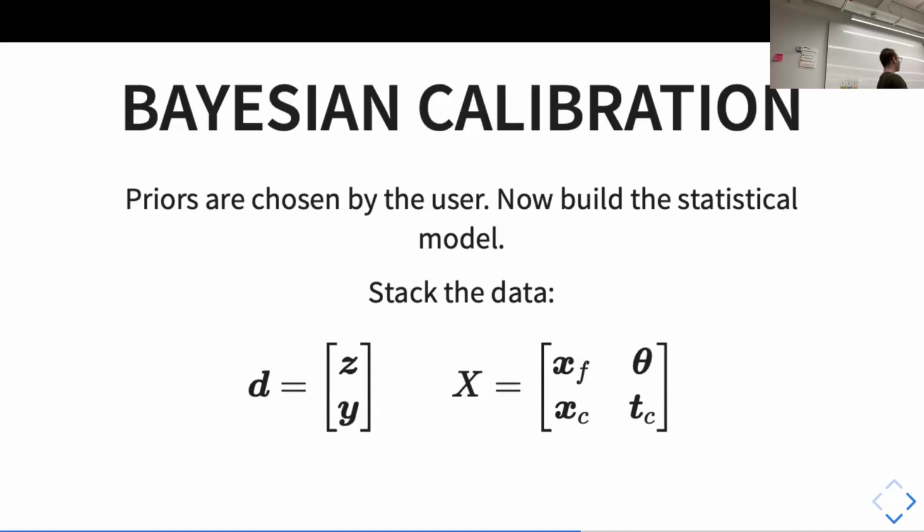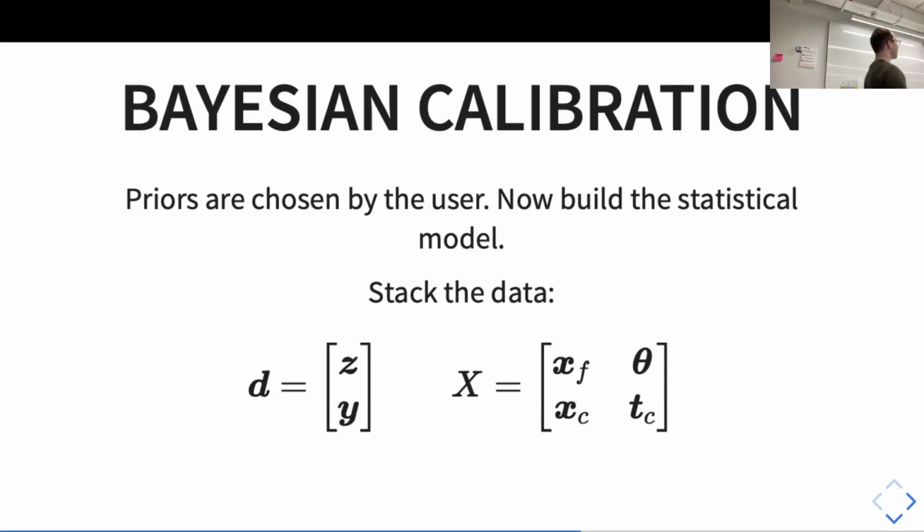We're going to combine all of our observations and simulation output, and we're going to put it in one long vector. So we're going to start with our observations. That's our Z at the top. These tend to be significantly smaller in quantity than our simulation outputs, Y. And we're just going to lump all of that and call it D for data.